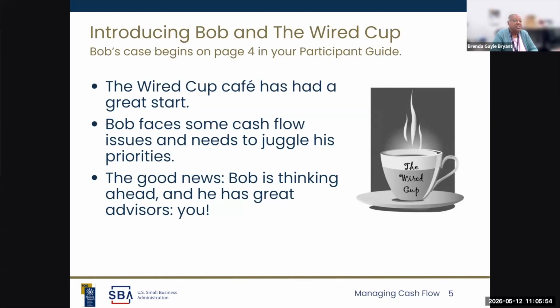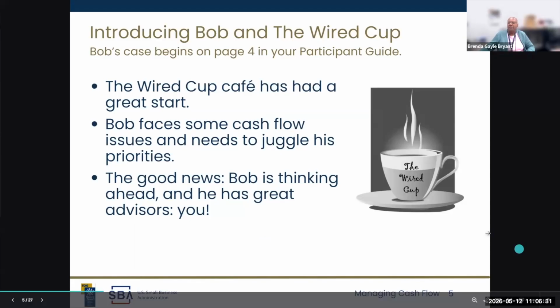The good news is Bob is thinking ahead. He has time to find some solutions, and as we review the Wired Cup, we want to look at the cash flow issues, and you'll be able to apply these concepts to your own business. So Bob is just going to be our example, but I want to make sure that as Bob is the example, you are actually looking at this in terms of how this affects you and your business.